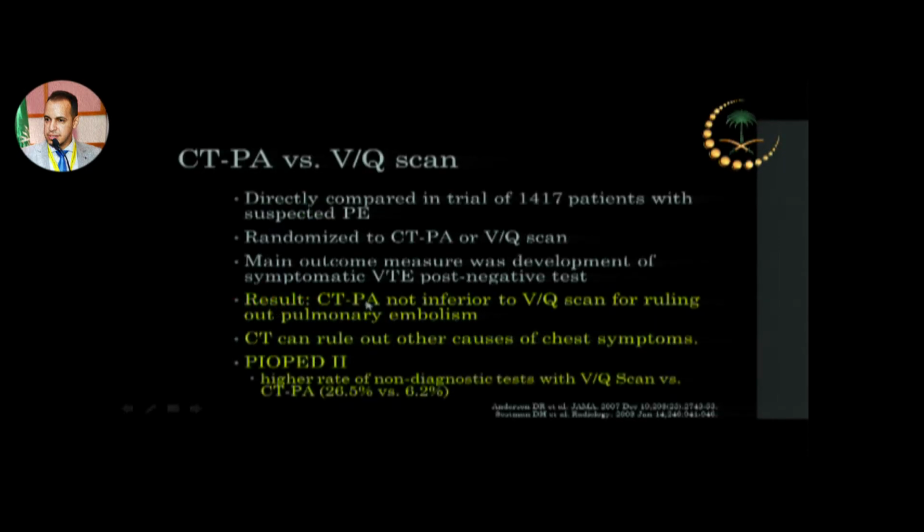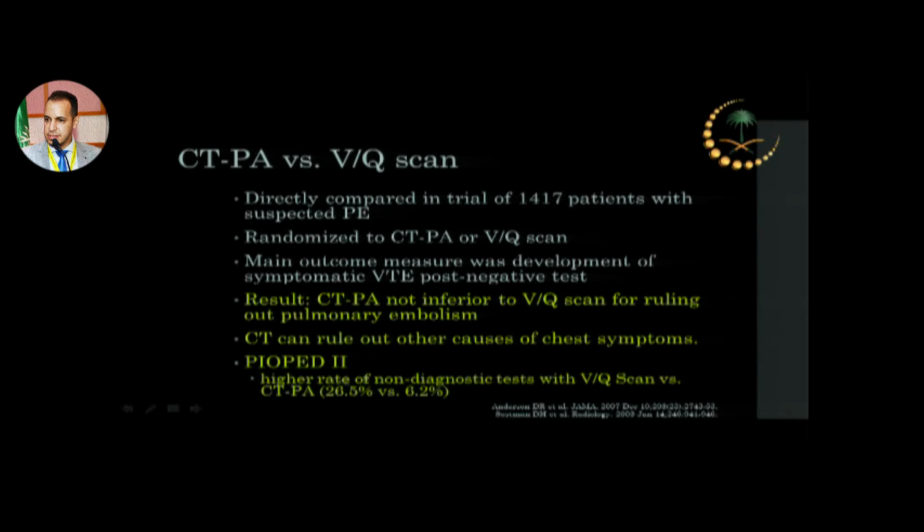So what should we use, CT angiography or VQ scan? In a study done on more than 1,400 patients, they were randomized between CT pulmonary angiography or VQ scan, which showed that CT pulmonary angiography is not inferior to VQ scan in ruling out pulmonary embolism. CT scan can rule out other causes of the patient's chest symptoms, such as infection, pneumothorax, and congestive heart failure.